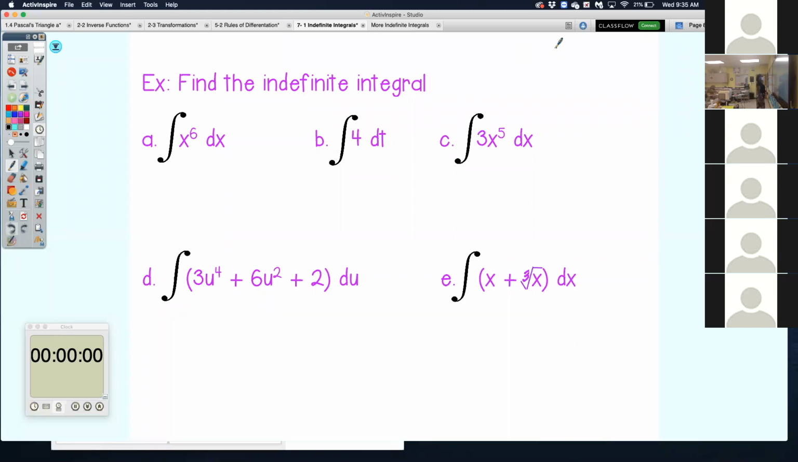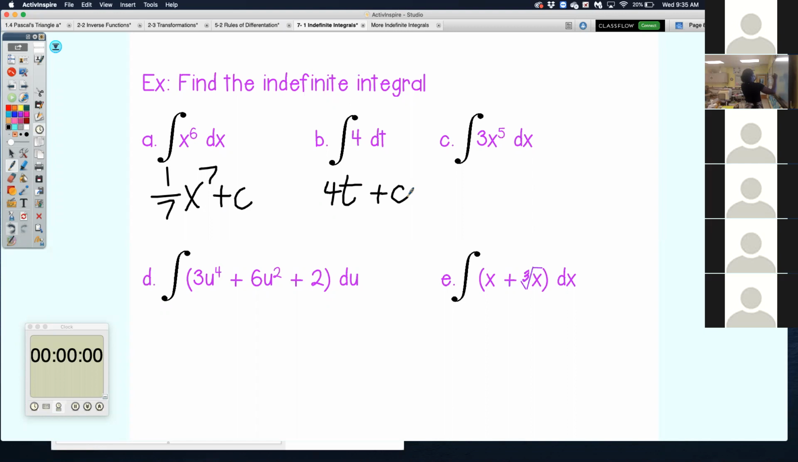So we should have gotten, for A, 1/7 x to the 7th plus c. That's your very basic power rule. Here you should have got 4t plus c. Do be aware, variable does matter. So if it's dt for the integral, you want to make sure that your variable is a t.